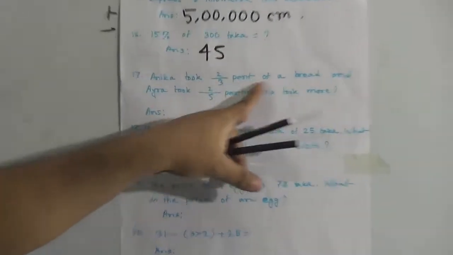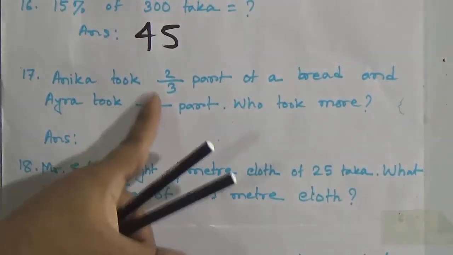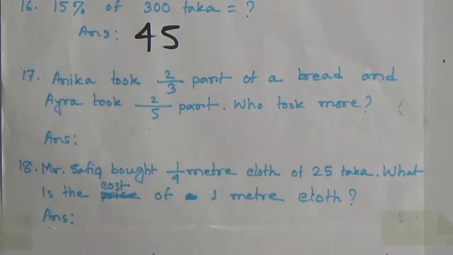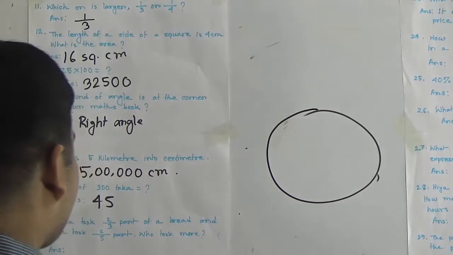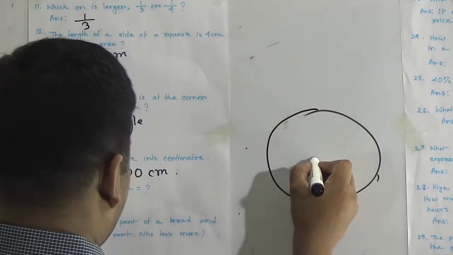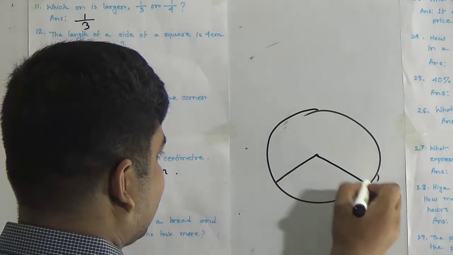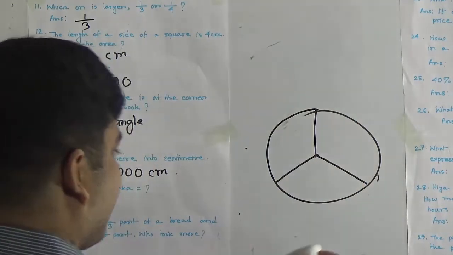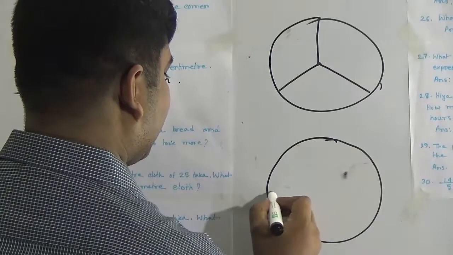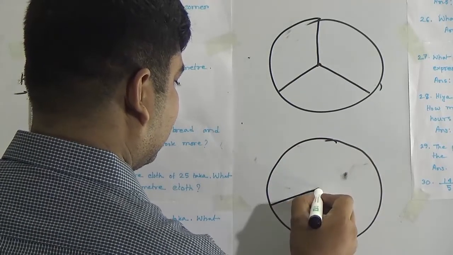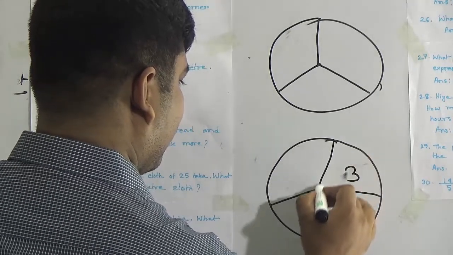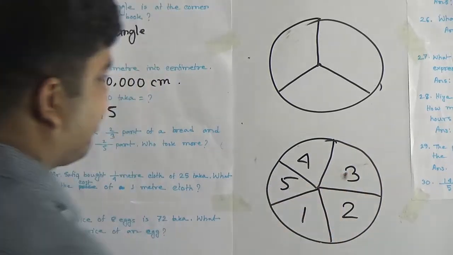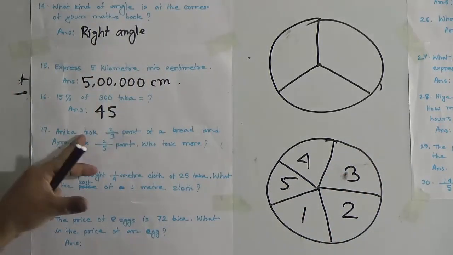Anika took 2 by 3 part of a bread, and Ira took 2 by 5 part of that bread. Who took more? Similar as question number 11. Suppose this is a bread. At first we divide it into 3 parts. Okay. Then we divide it into 5 parts. 1, 2, 3, 4, 5. So now Anika took 2 by 3 parts.